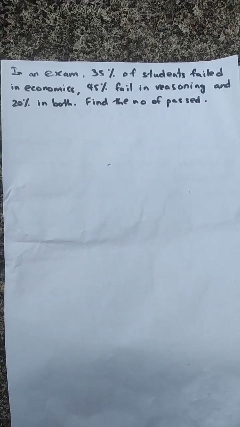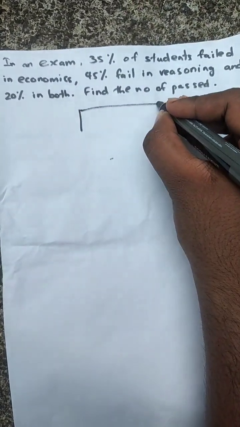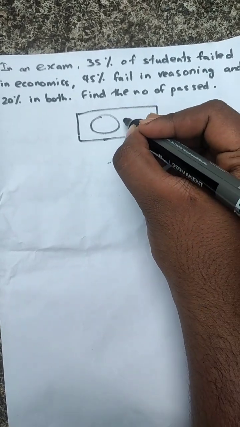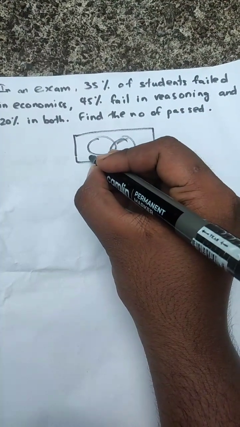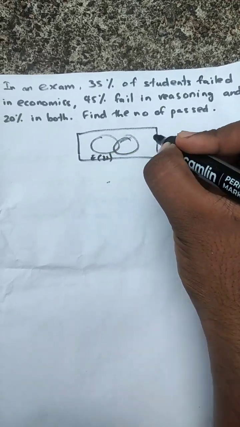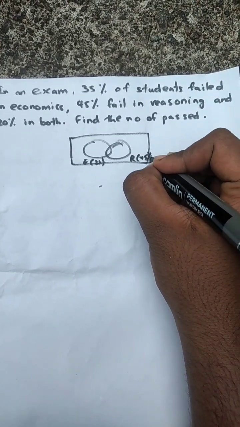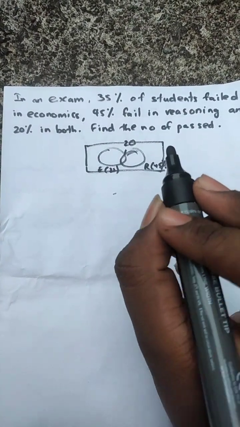In an exam, 35% of students failed in economics, 45% failed in reasoning, and 20% failed in both. Find the number of passed students. First of all, we draw a Venn diagram like this with two circles. In economics 35%, and in reasoning 45%. In both, 20% of students failed. We want to find the number of passed students.